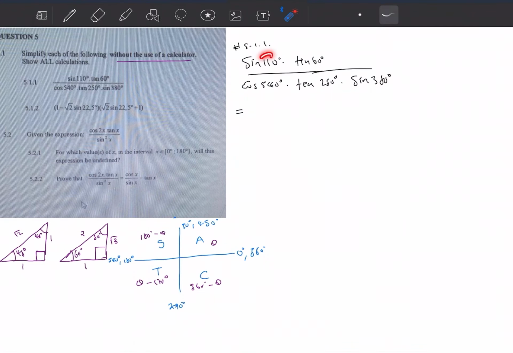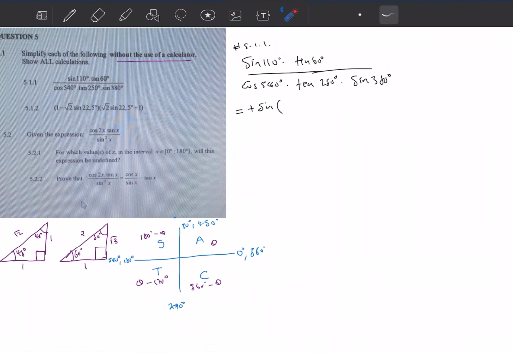110 degrees is between 90 and 180, so it is in the second quadrant. Now you've identified that 110 is in the second quadrant. The next question is: is sine positive or negative in the second quadrant? Sine is positive in the second quadrant, so this is what you write: sine is positive in the second quadrant, and 180.